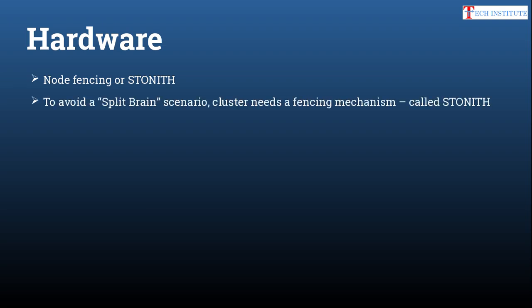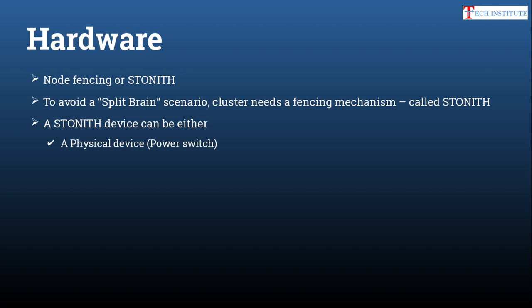The next point for hardware is the fencing or STONITH mechanism. This is required to avoid a split-brain scenario, and this STONITH device can be a physical device like your power switch. Mostly this comes with physical servers via iLO. You can use that as a fencing device, or you can use a mechanism like SBD, that is STONITH by disk.